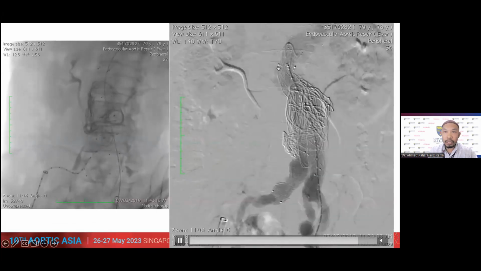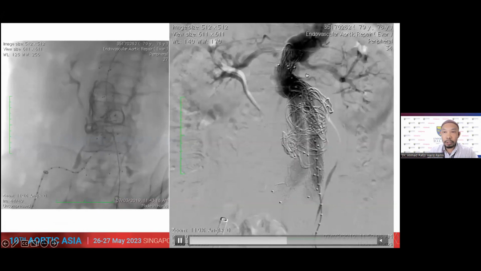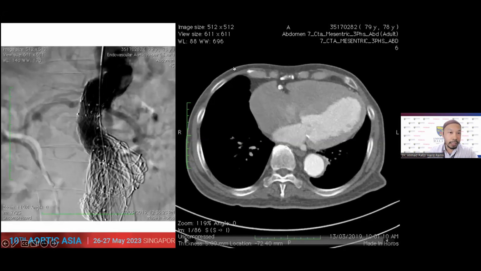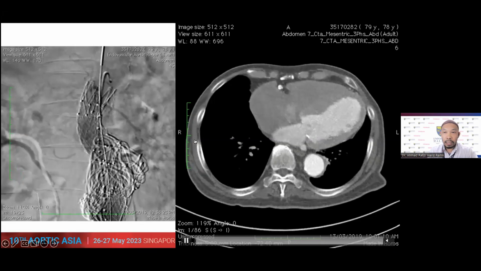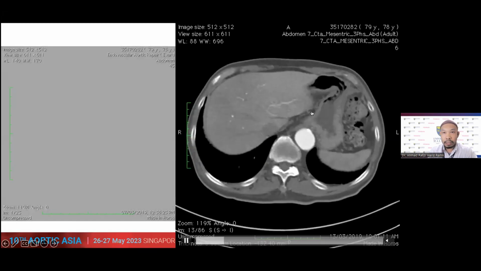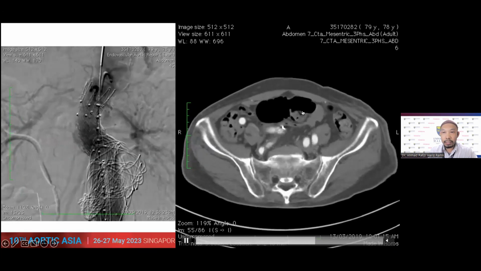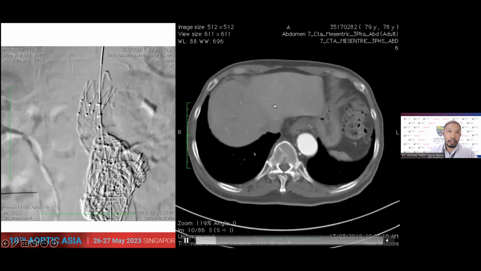There is a type 1A endoleak there a bit, but over a period of time, it actually resolved. We actually extended the stent, and this is the CT scan at 1 month. You see the sac size regressed, and it's okay.